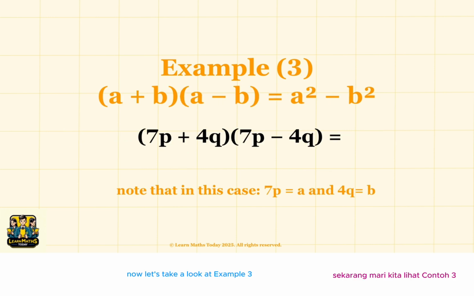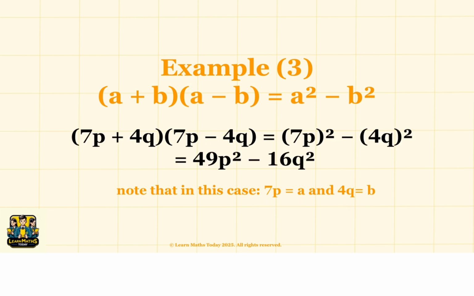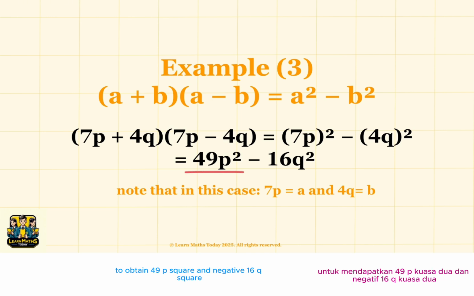Now, let's take a look at example 3 where we will make use of the property a² - b². Note that in this case, 7p equals a and 4q equals b. Using the expansion property we learned, we will multiply 7p + 4q with 7p - 4q to obtain 49p² - 16q².